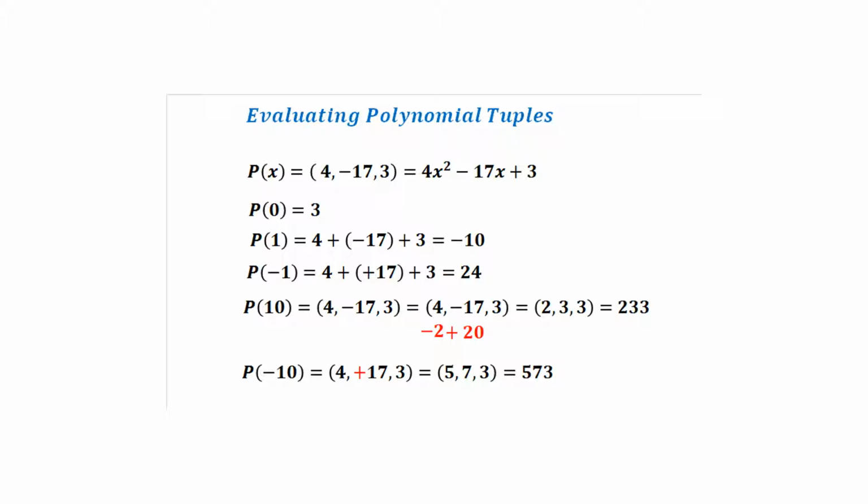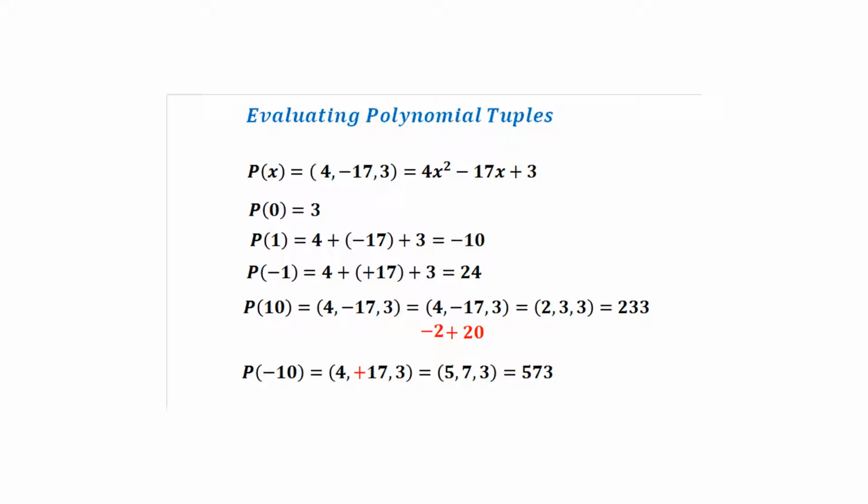P of negative 1. We have 4 times negative 1 squared. That's 4. But negative 17 times the negative 1 is a positive 17. And then we have 3. So if we add 4, 17, and 3, we get 24.